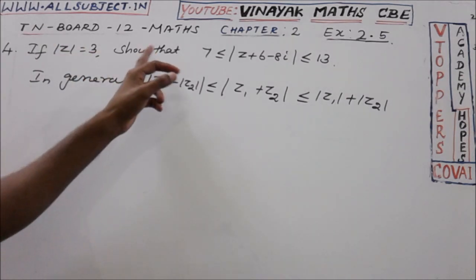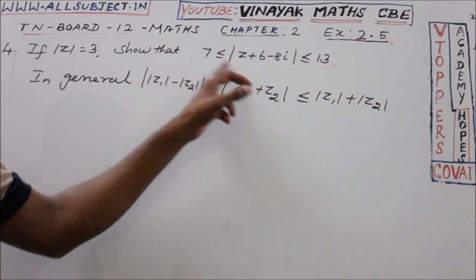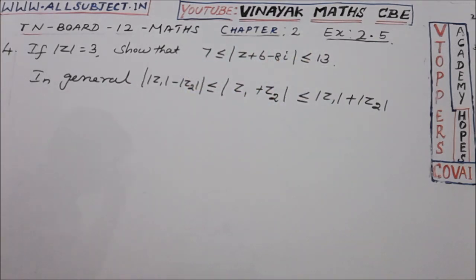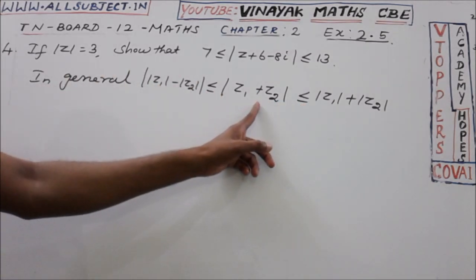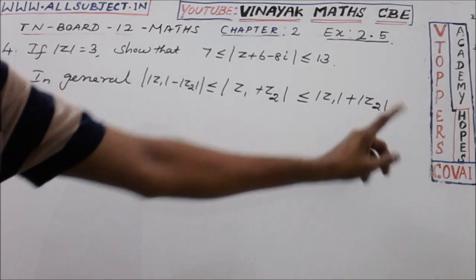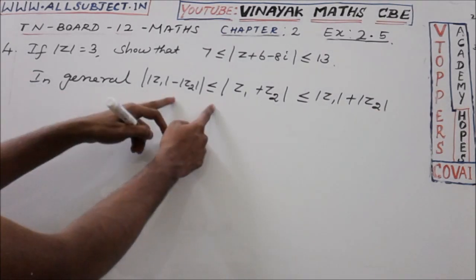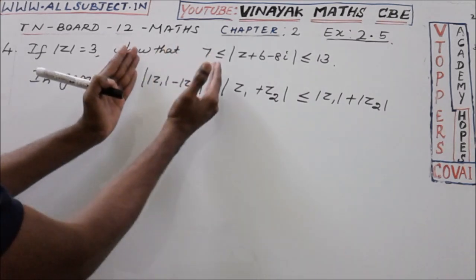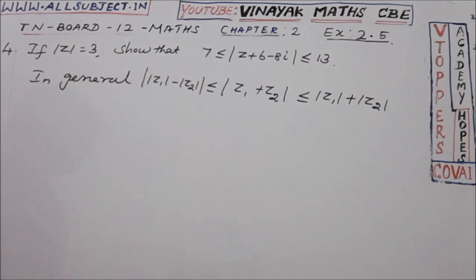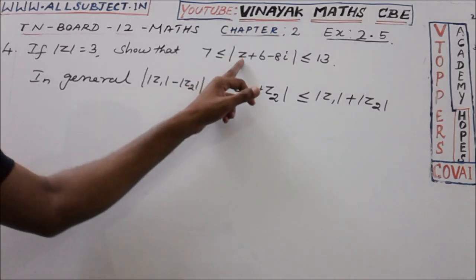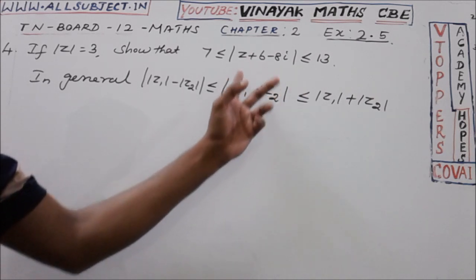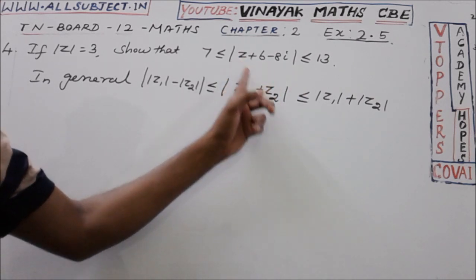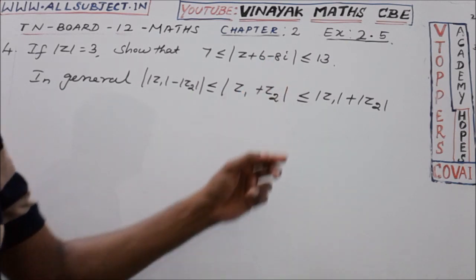We should show that this modulus value is greater than or equal to 7 and less than or equal to 13. We have a property, a combined form of two different properties. In general, modulus of z1 plus z2 is less than or equal to modulus z1 plus modulus z2, and it is greater than or equal to modulus of modulus z1 minus modulus z2. Now here z1 is z and z2 is 6 minus 8i.